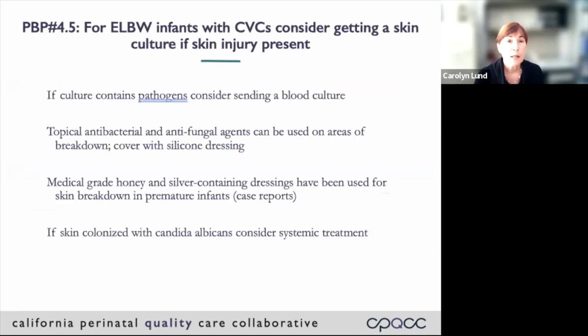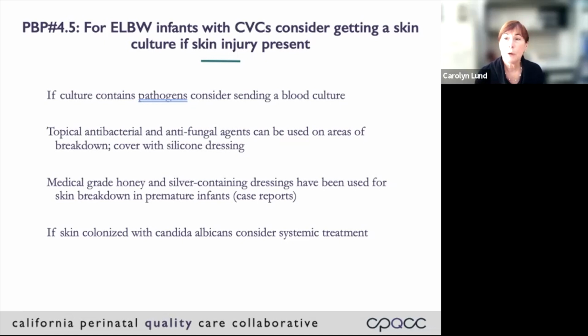Next slide. And this is my last potentially better practice. This has to do with extremely low birth weight infants with central lines. If these babies have a skin injury, I really recommend finding out what their skin is colonized with. This is because the skin injury can be a portal of entry for infection. It might be caused by MRSA or a chemical burn, but if they're colonized with a pathogen, they might get quite ill with bacteremia. And it's good to know what they've got on their skin.